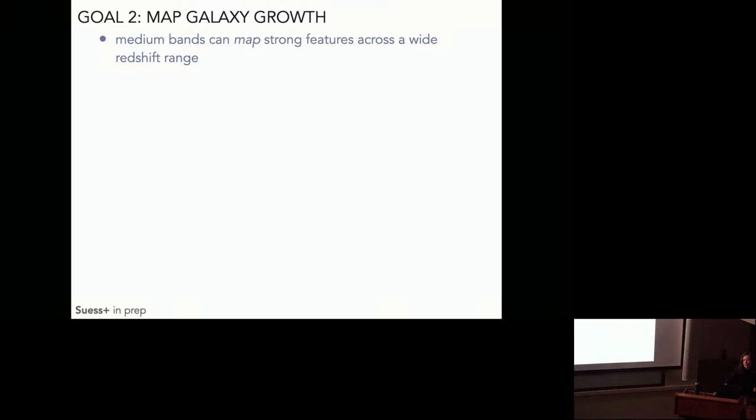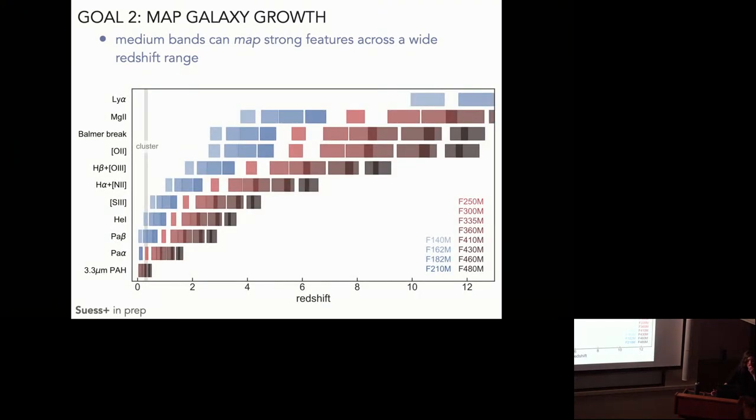And so these medium bands are really effective at mapping strong features across a wide redshift range. This is just showing how these different strong emission features move through redshift space for these different medium band filters. And the really key thing here is that at basically any redshift that you care about, any place on this x-axis, you're probing multiple strong lines simultaneously. So for example, if you're really interested in dust, we have a big chunk of redshift space where you get H-alpha, Paschen beta, and Paschen alpha. So many different lines that you can compare and try to map out these physical properties of these galaxies.